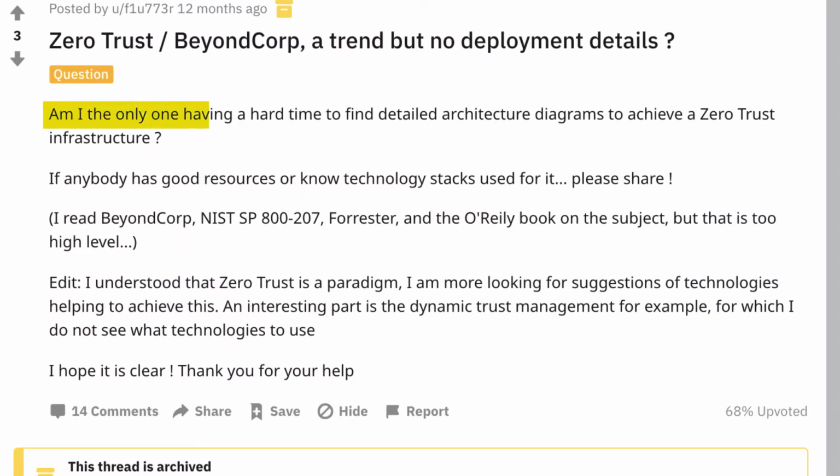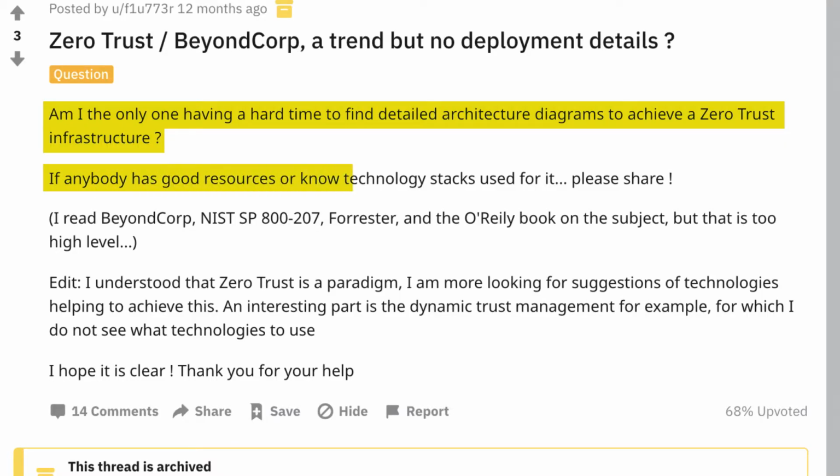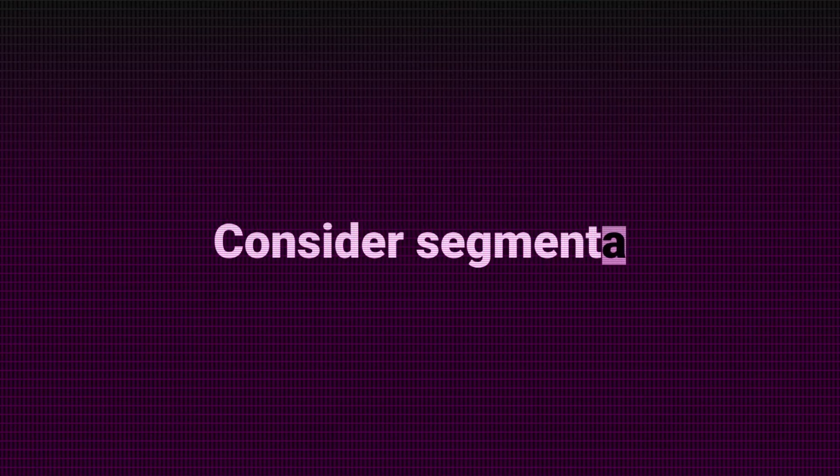Here's a good one. Am I the only one having a hard time finding detailed architecture diagrams to achieve a Zero Trust infrastructure? And if anybody has any good resources or knows technology used for it, please share. Architecture in itself is a pretty simple thing from a Zero Trust point of view. The biggest tip I can give you is consider segmentation. Zero Trust is not just about blindly applying controls. You need to segment and apply controls in the right place at the right time to the right sort of resources.